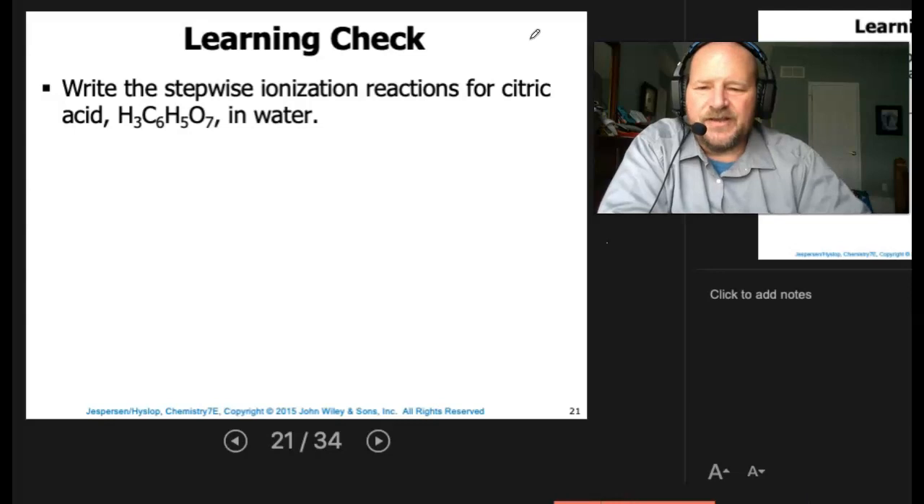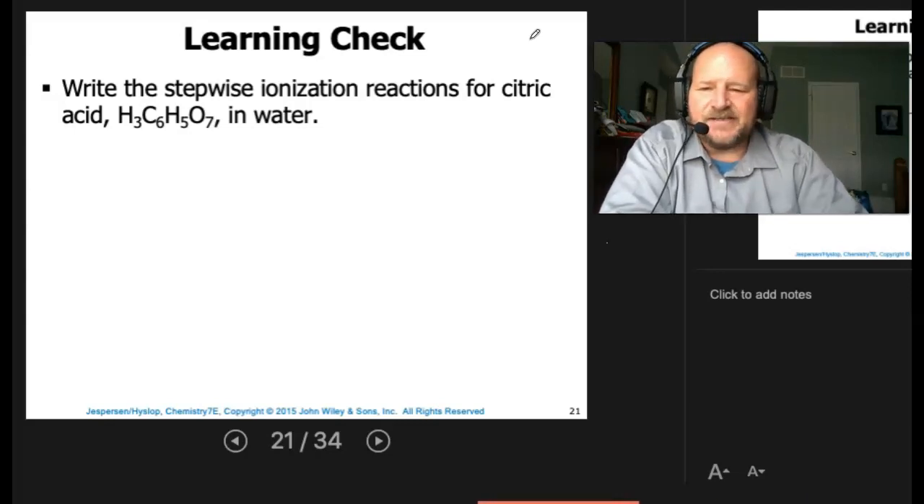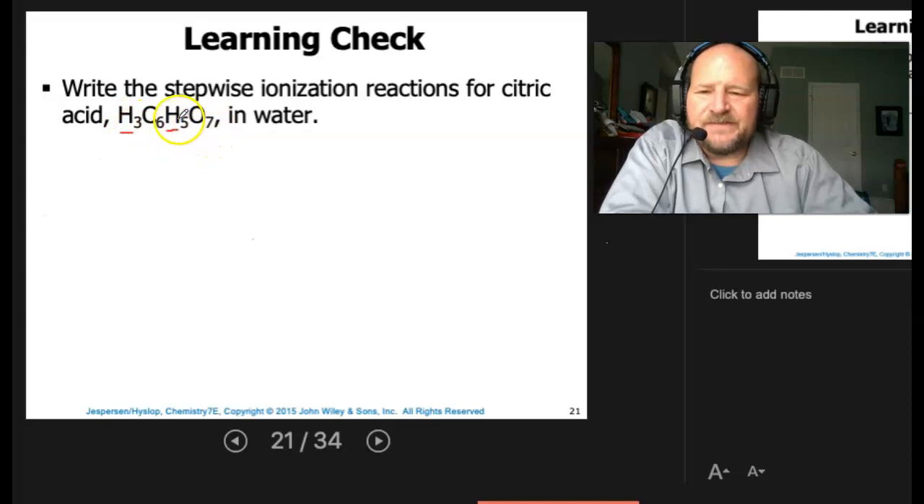All right, so go ahead, give it a shot. Write the stepwise ionization for citric acid. This is the acid found in your citrus fruits. H3C6H5O7 in water. Now I want to pay attention to the detail here. We have 2 sets of hydrogens. One of them gives us 3 and one of them gives 5.